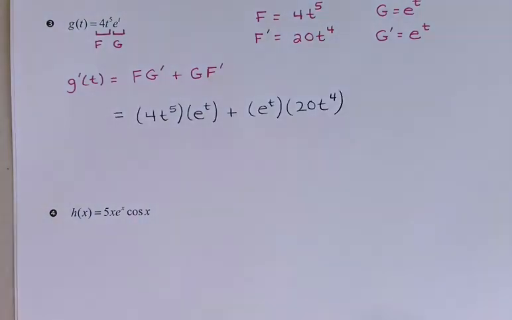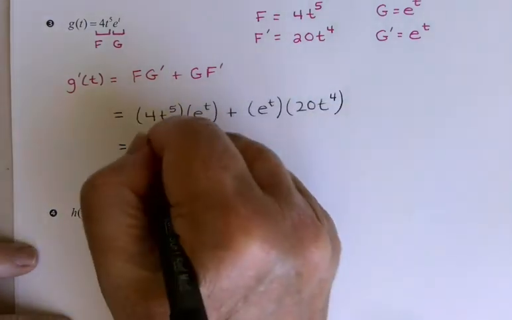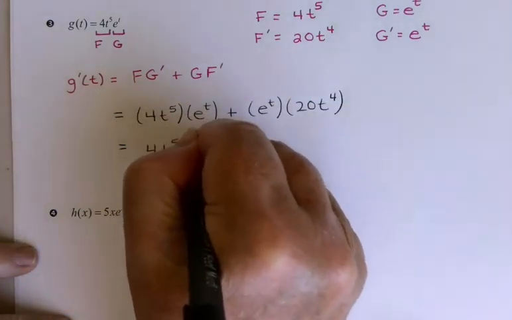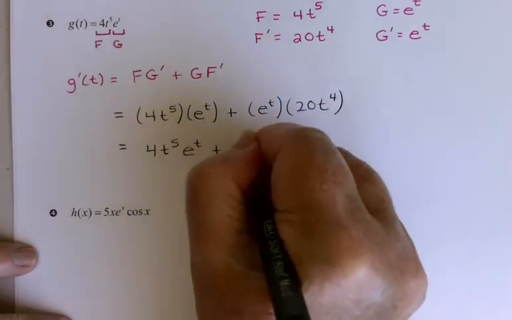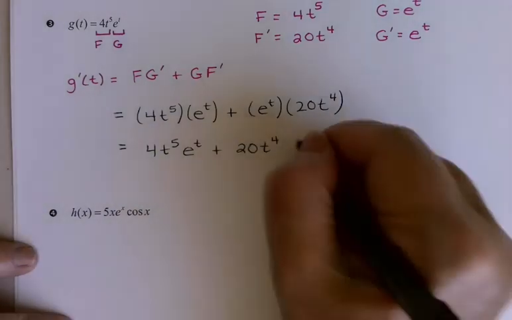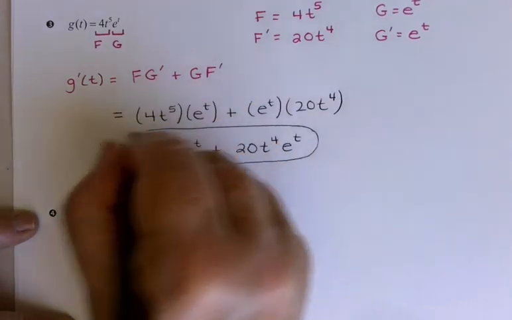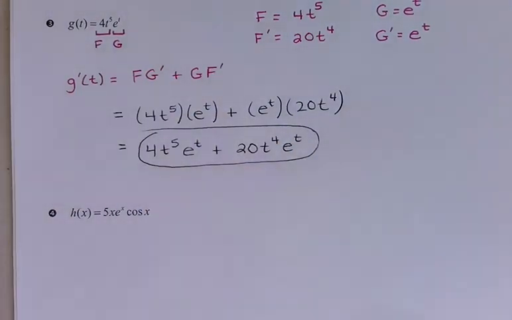20t to the 4th. And once again, there's nothing really wrong with this. I can't truly simplify it, but what I can do is rearrange the order of the factors in the last term, because typically we would write the numerical coefficient first, then the powers of t, and then the e to the t usually last. Of course, you could write a factored form of this, but I'm perfectly fine with you leaving it just like that. Perfectly good answer.